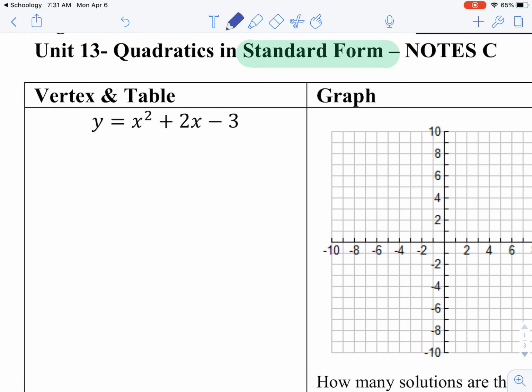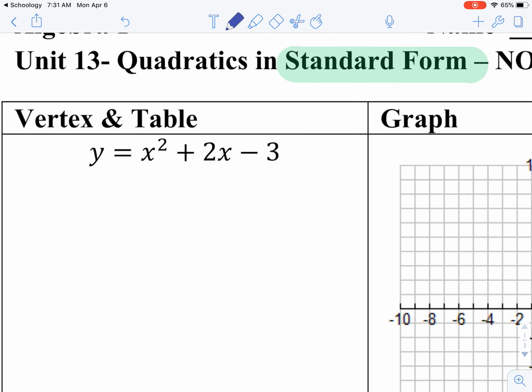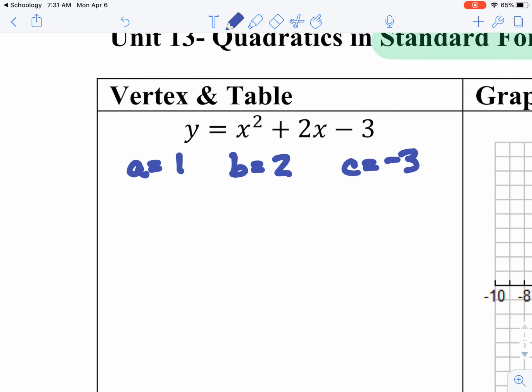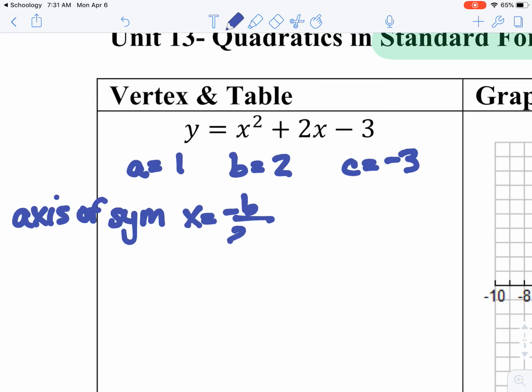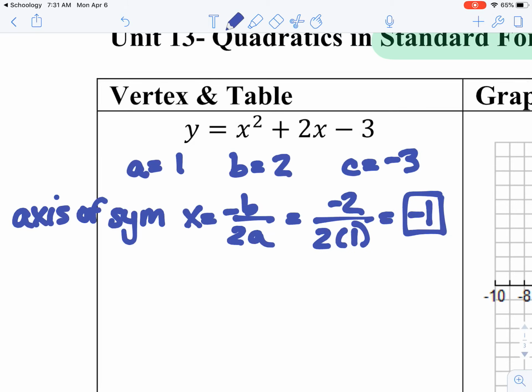And this is going to be using quadratics in standard form. So we're always going to start out the same way, identifying what A, B, and C equal. Then we're going to find the axis of symmetry, and that is negative B over 2A. We get negative 1. I'm going to use that information to find my vertex.